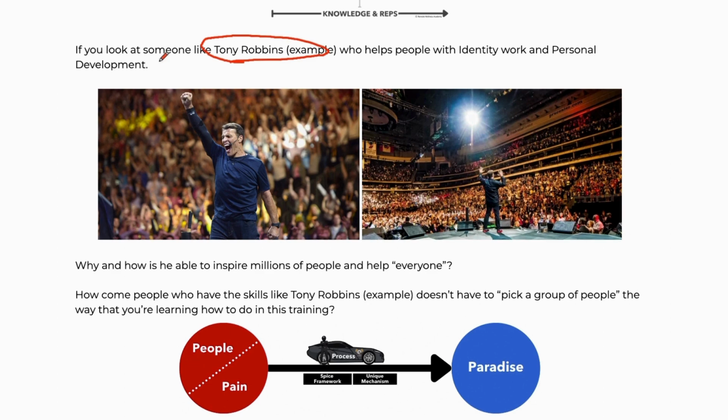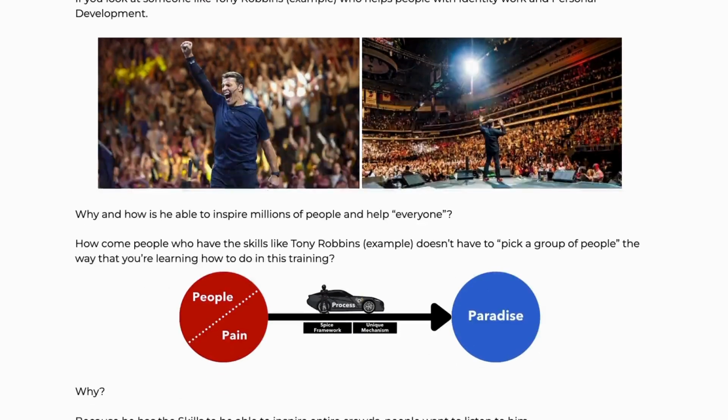But the point is that if you wanted to work and help millions of people, the question is, why and how is he able to inspire millions of people and help, quote unquote, everyone? How come there are people like Tony Robbins who have the skills to help everyone? How come they don't just pick a group of people the way that you're learning in this training? Hey, Coach Yasin, you're teaching us the wrong thing because Tony Robbins doesn't do what you're talking about, right? Well, listen to me for a second here.